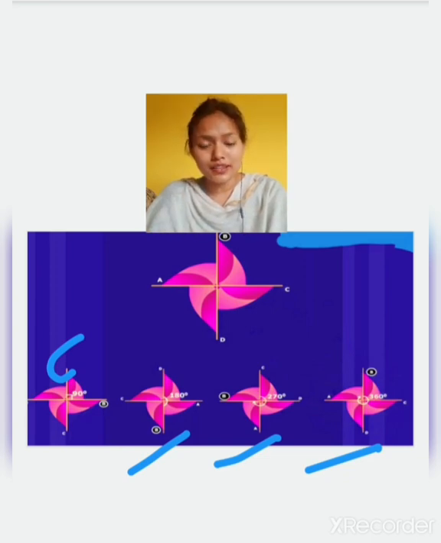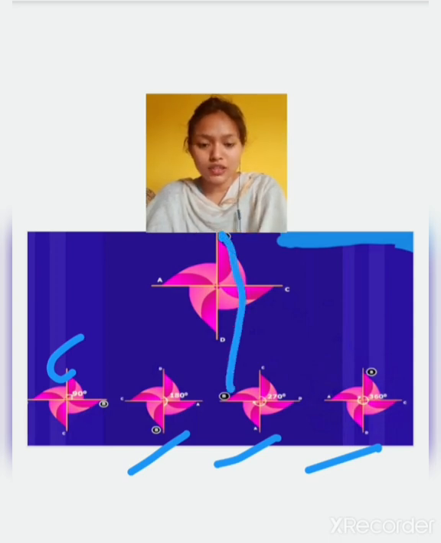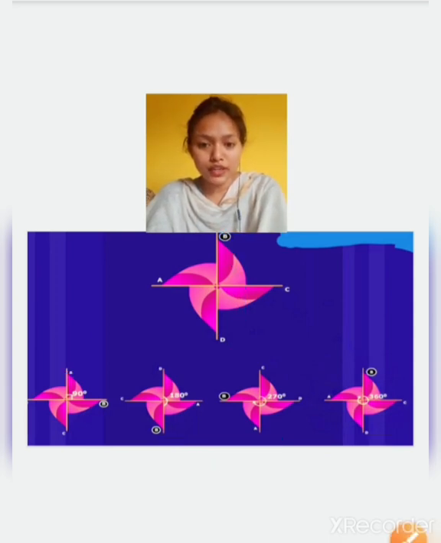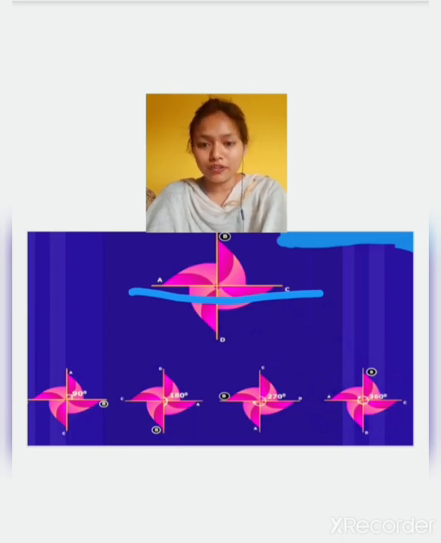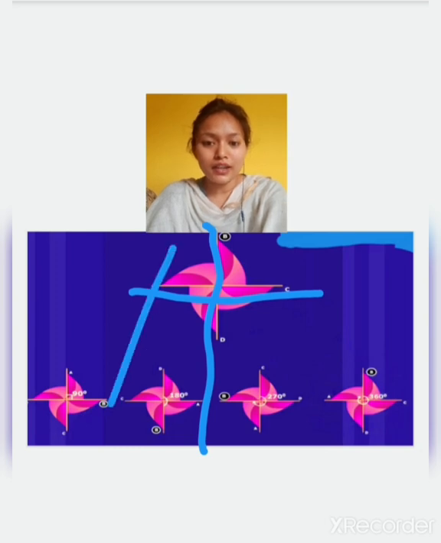Can you see any line symmetry in this? If I cut it horizontally and vertically, both ways, if I cut this windmill horizontally, are they same? No, the two parts are different. And similarly, if I draw a vertical line, are this part and this part same? No, they are not same. So this windmill is not showing the line symmetry, but it is showing the rotational symmetry.